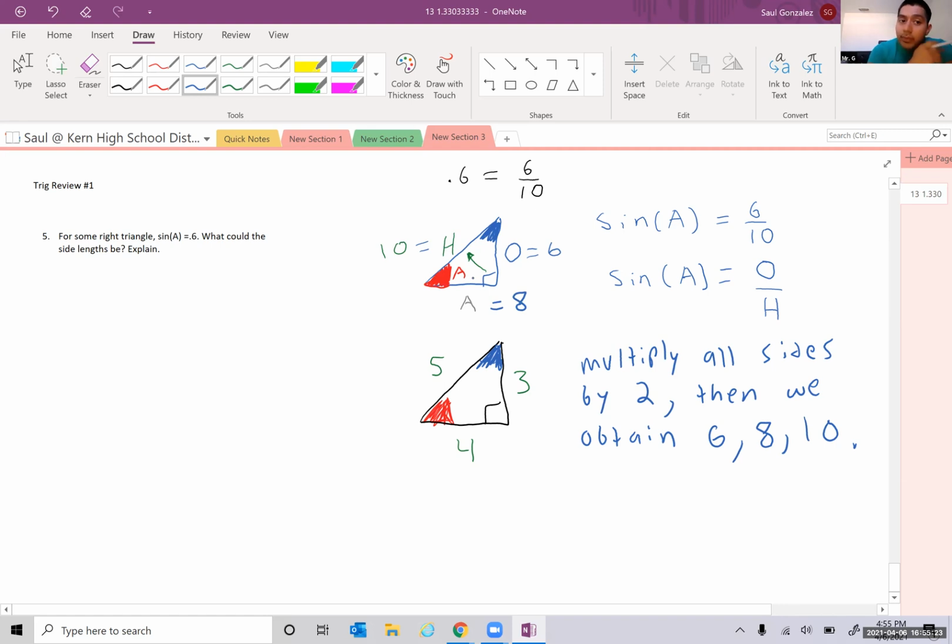Okay. So our sides for some right triangle, where sine of A is 0.6, okay, we don't know the degrees, but what we do know is we know the two sides. This last side has to be 8. Okay, so that's just one way of thinking about this problem.